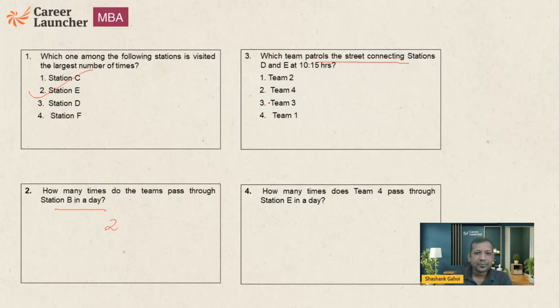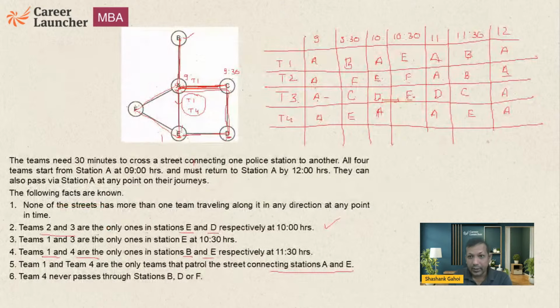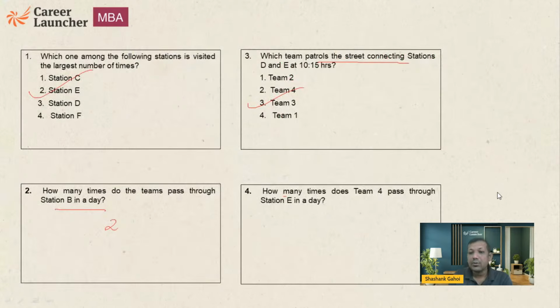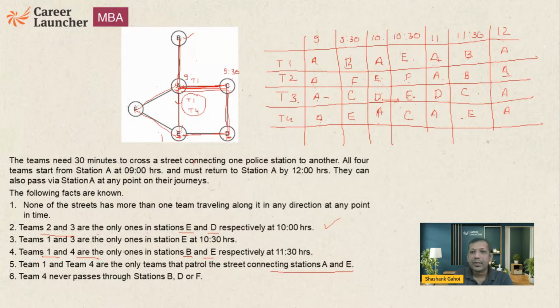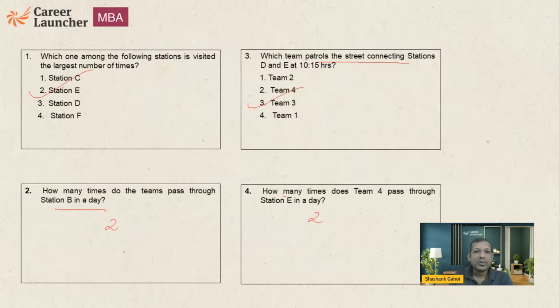Got the answer. How many times does team 4 pass through station E in one day? It can't go from A to E because for A to E, T1 is going, so it should be A to C. So T4 passes through station E twice. So that is going to be 2. Now, how many teams pass through station C in a day? Station C, there are going to be only two teams, team 3 as well as team 4. So there are two teams that pass through.